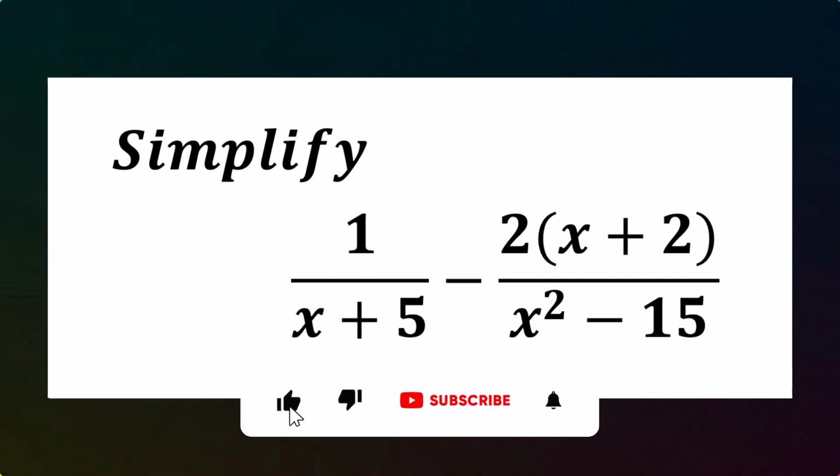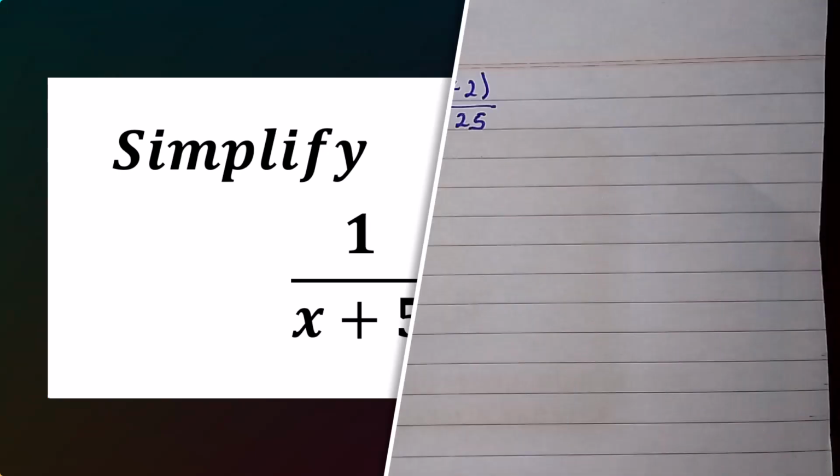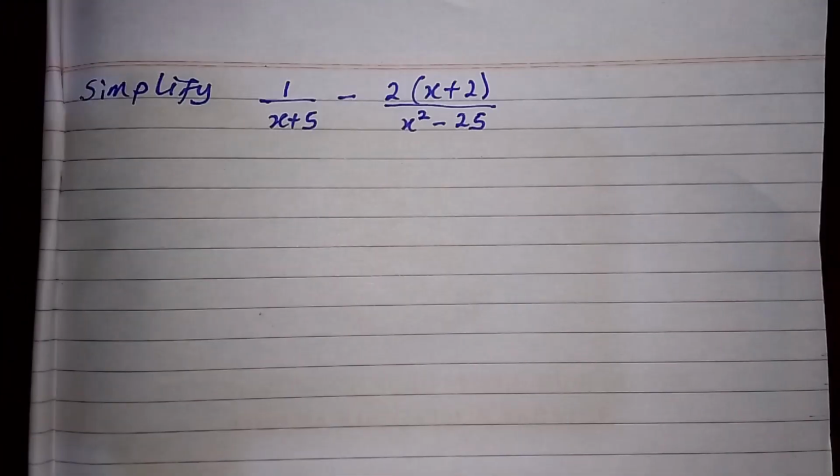Simplify 1 over x plus 5 minus 2 into bracket x plus 2 all over x squared minus 25. We want to simplify this expression here. Before we go ahead, let's understand that this is a fraction. Now this form of fraction is what we are calling the algebraic fraction.